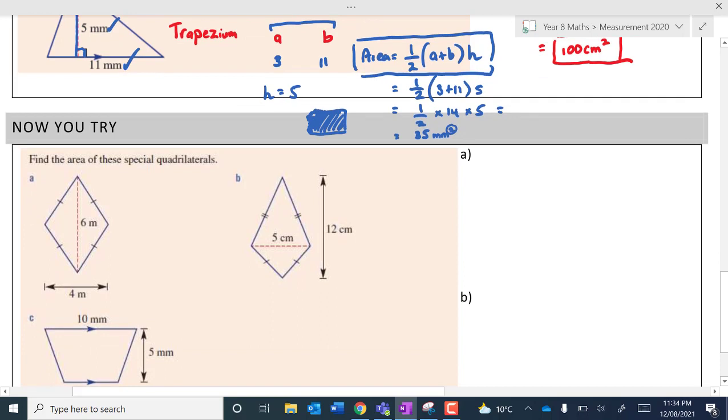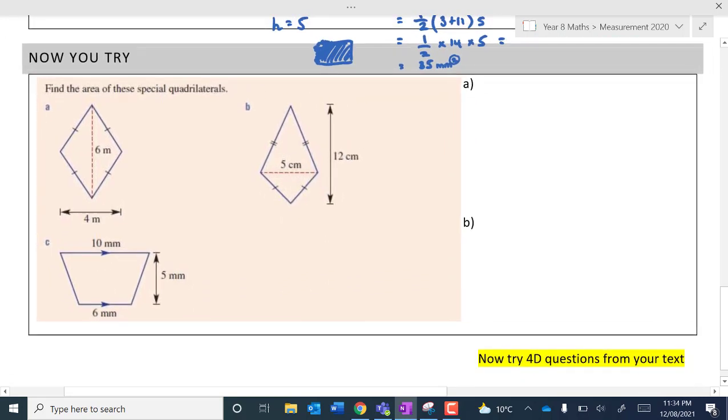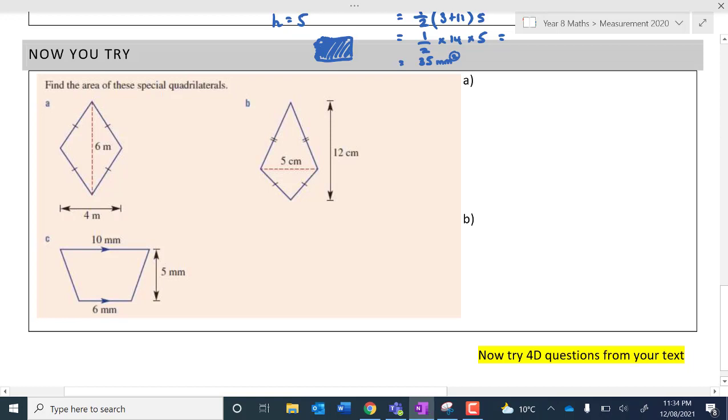Now that I've done these, I'll get you to pause this video and have a go at these ones here. I'd like you to have a go yourself. First of all, I want you to identify what the shapes are, of course. Give it a name. It's asking for the area, but before that you need to identify what the shape is. Then from there, you're going to find the formula, which you can have a look in your exercise book. You can have a look at the top of the notes. Put in the formula, then work out what your variables are, and then go ahead and find it.